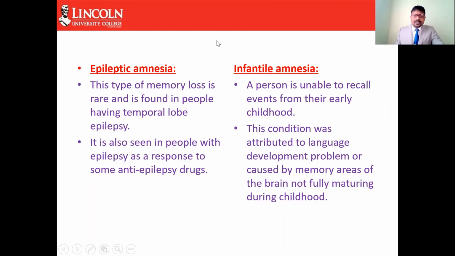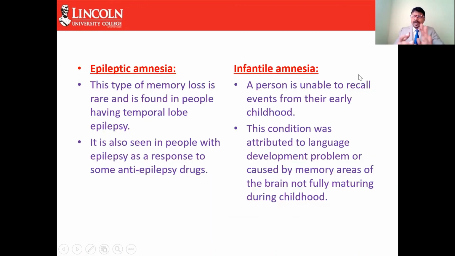Another type is called infantile amnesia. In this, the person is unable to recall events from early childhood. Sometimes they don't have any problem, but they don't have any recall from childhood. This condition was attributed to language development problems, caused by the memory areas of the brain not fully maturing during childhood. If their brain maturity is very poor, or if they are not exposed to skillful activities or proper growth, those people lose the memories of childhood events. It is most commonly seen in infantile memory loss, or infantile amnesia.